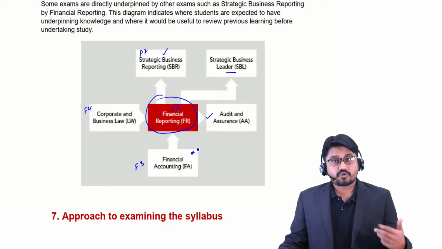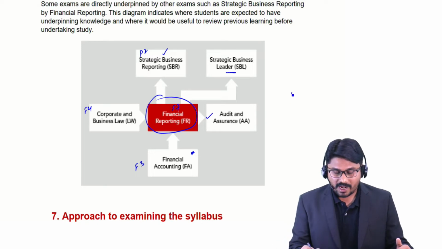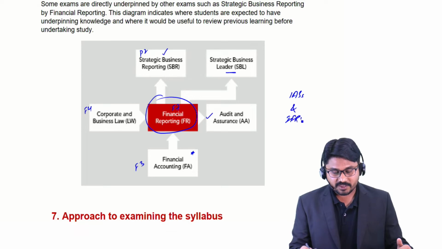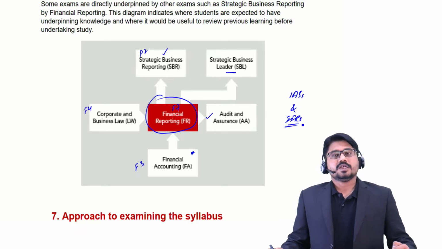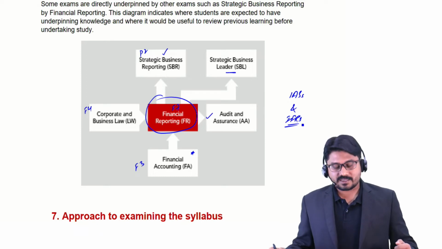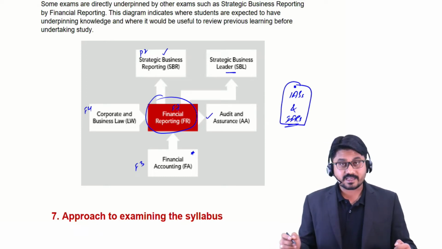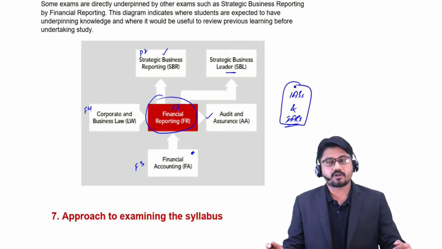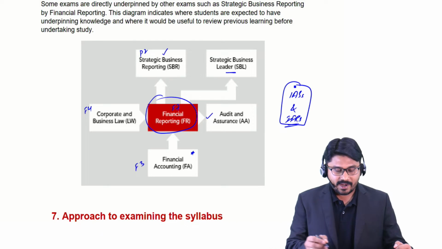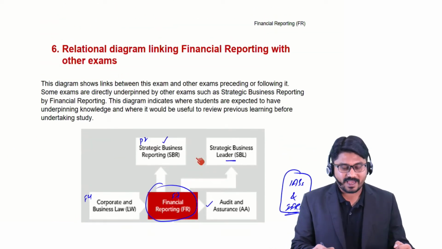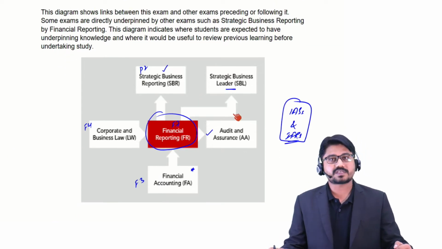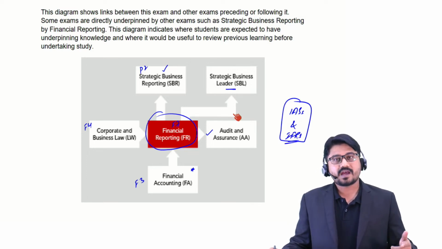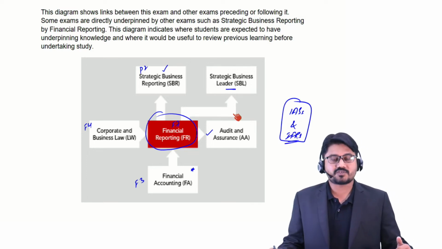So which things are actually covered, and what do we study in FR? It's all about the International Accounting Standards and International Financial Reporting Standards. The whole FR syllabus is purely based on these, plus the conceptual framework for financial statements. In this relational diagram, you can see that FR knowledge is used in the audit paper, in the SBR paper, and in the SBL paper as well.